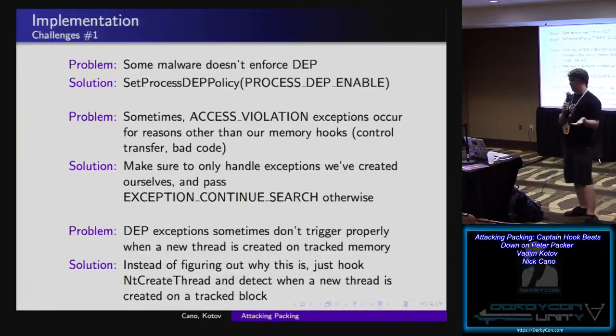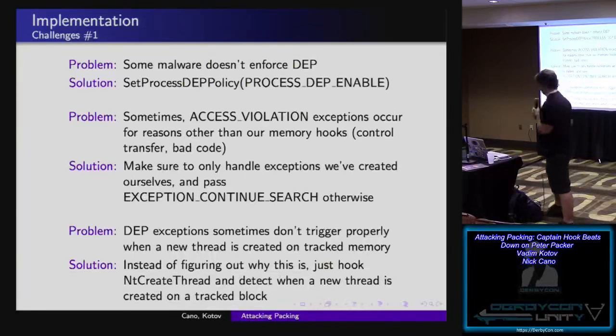Another one is DEP exceptions sometimes just don't trigger properly. We never really figured out why. It's only when NtCreateThread happens. When a new thread starts on non-executable memory, sometimes the DEP exceptions acted weird. Instead of figuring out why, we just hooked NtCreateThread because we can detect execution that way too. So why not?